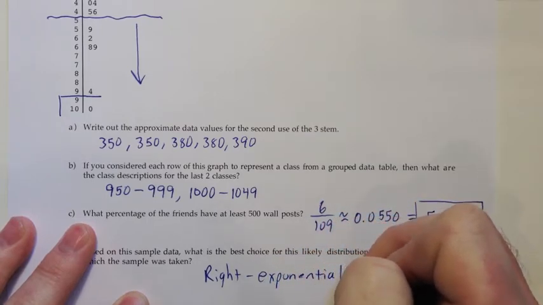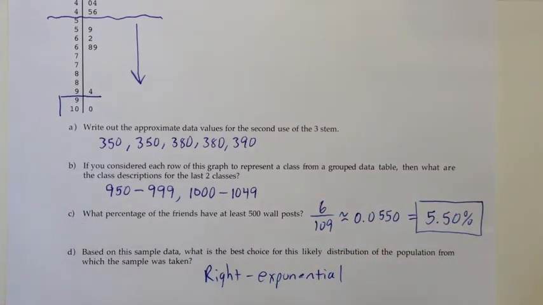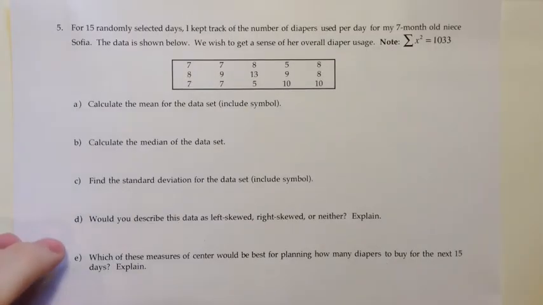And just a reminder, if you were thinking severely right skewed, right exponential is the most severely right skewed distribution, so you would be in the right category. I just think it's more appropriate to call it right exponential because the tallest bar is at the very left edge. Hey, moving on to number 5.